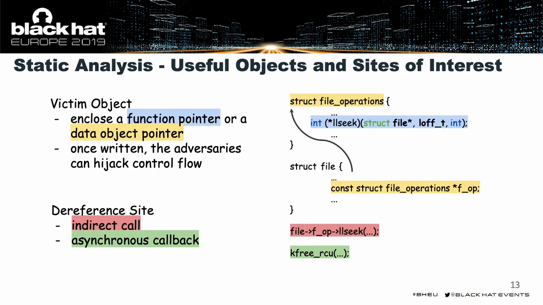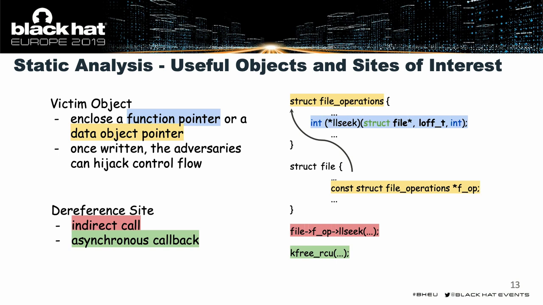In static analysis, we focus on two types of objects that are useful for exploitation. The first type is victim object, which typically has a function pointer or a data object pointer. Attackers can overwrite these pointers to a malicious code address or a fake object prepared in advance so as to hijack control flow. We define the dereference sites as a program statement where an indirect call happens.